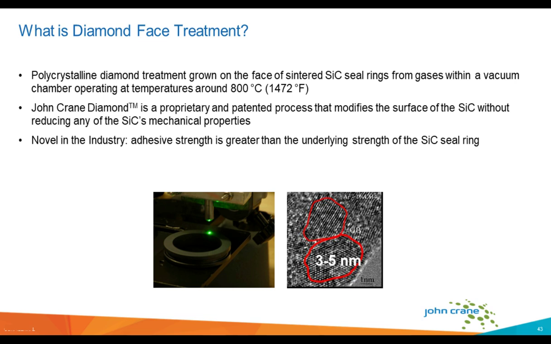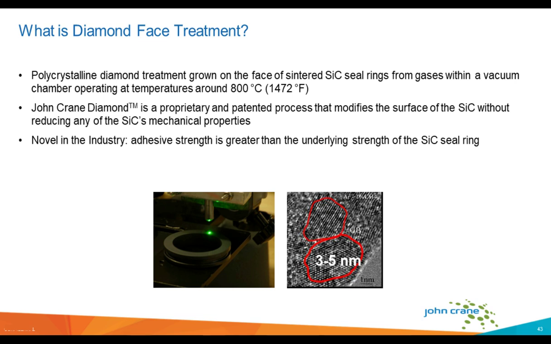The diamond is grown directly on the surface of that ring using something called a CVD process, which is a chemical vapor deposition process for the application. So utilizing gases within a vacuum chamber and some very high temperatures, around 800 degrees C, to form this diamond growth on the surface of that seal face.